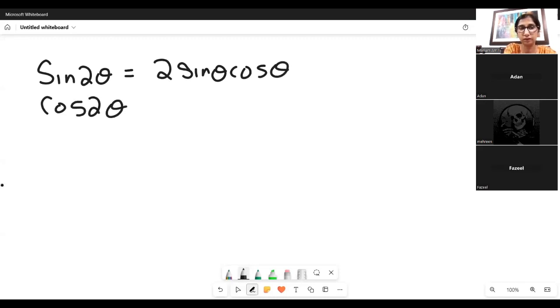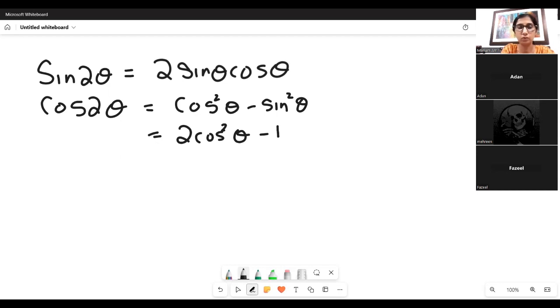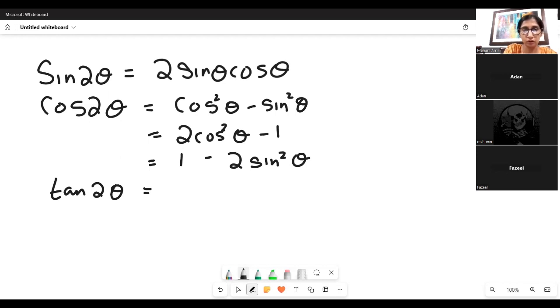Cos 2 theta has three equivalent identities: cos square theta minus sine square theta, or 2 cos square theta minus 1, or 1 minus 2 sine square theta. And then tan 2 theta, which is 2 tan theta upon 1 minus tan square theta.